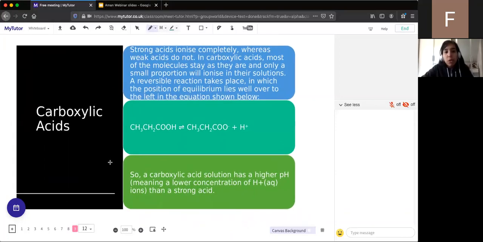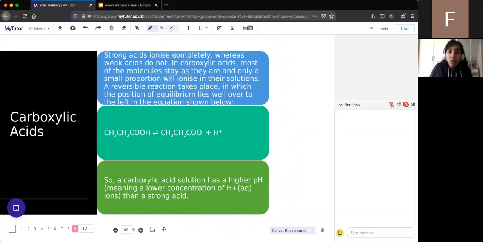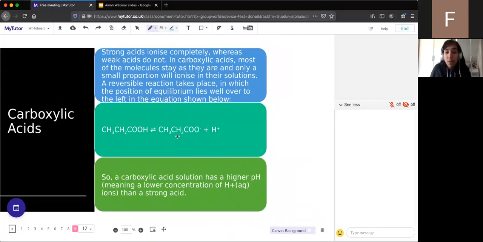So the final thing we just need to look at then is why are carboxylic acids weak acids? And this is a higher tier topic, so if you're not doing the higher tier exam, you don't need to focus on this too much, but it's quite interesting, I think, anyway. So if we just look at this reaction here first, the reason carboxylic acids are acids is because they dissociate, or they break up, into H+ and CH3CH2COO-.